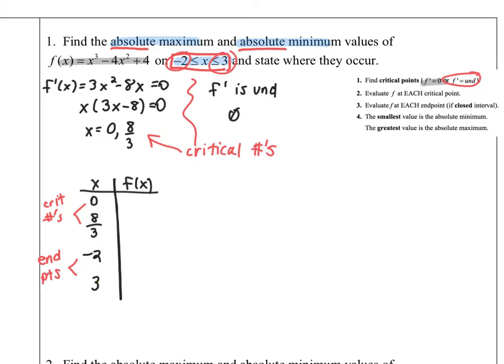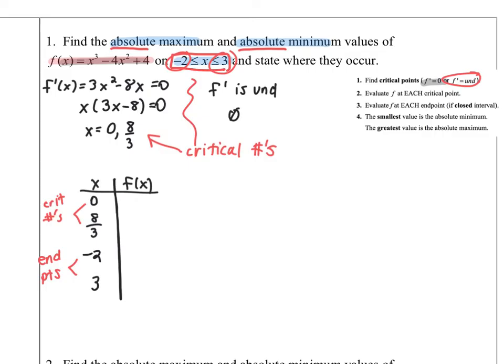What determines which of these is the absolute max and absolute min is the y value. So when I plug each one of these into my f of x function, it's the y value on f that determines how high or low the point is. So I'm going to take them one at a time and plug them back into this original function. So I'm going back to this f of x.